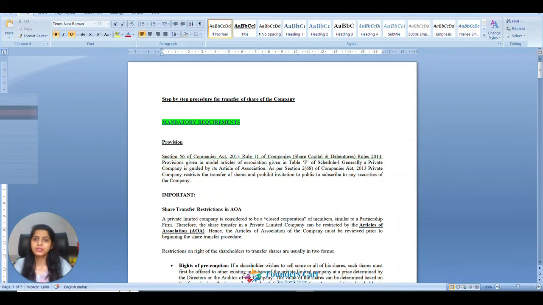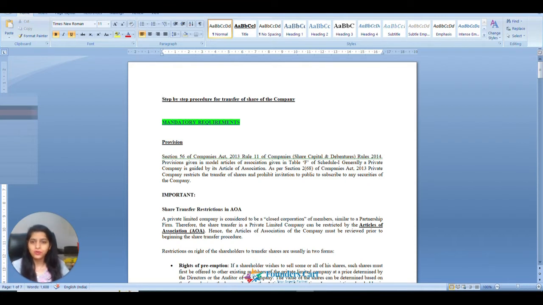First of all, one needs to keep in mind what the mandatory requirements to transfer shares are. As per the Companies Act, Section 56 governs the transfer of shares, along with Rule 11 of the Companies (Share Capital and Debentures) Rules, 2014, and the provisions given in the model articles of association in Table F of the Schedule. Basically, in a private limited company, transfer of shares is governed by the articles of association of the company.